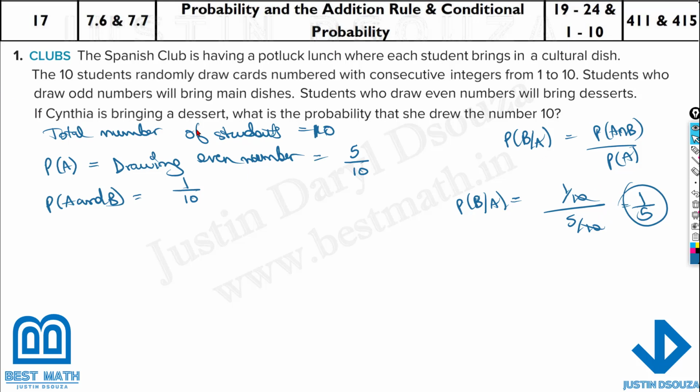The other method would be: if Cynthia is bringing a dessert, what is the probability she drew 10? We already know the condition: bringing a dessert means even numbers. What is the total number of even numbers? 5. So 10 is only 1 out of 5. This is also possible, but this is the actual method. Better to do this.